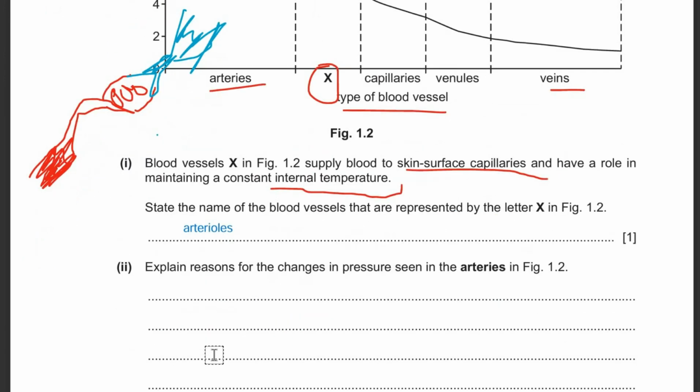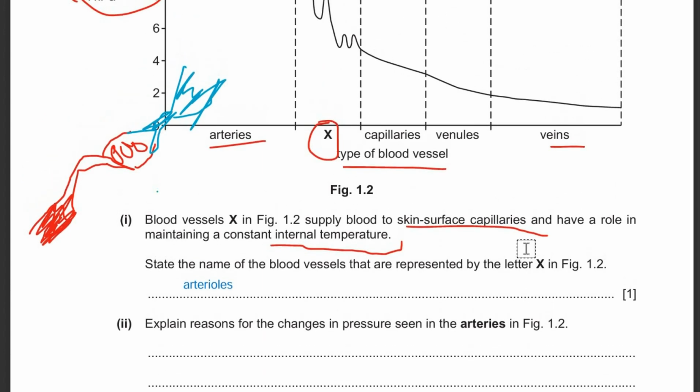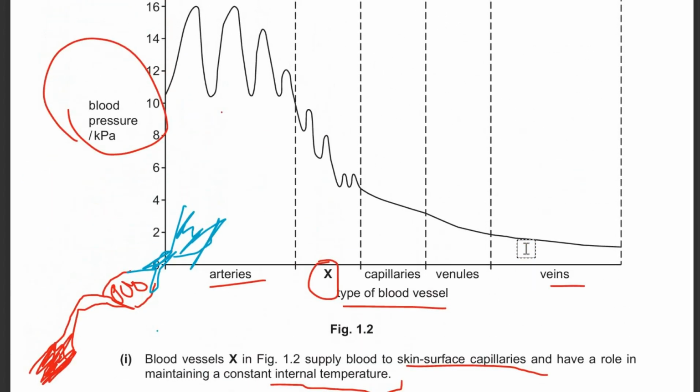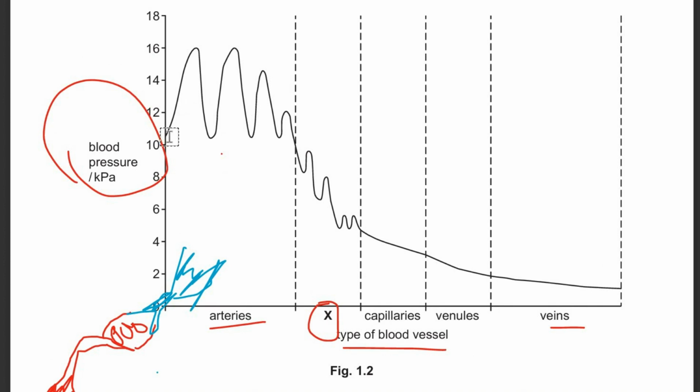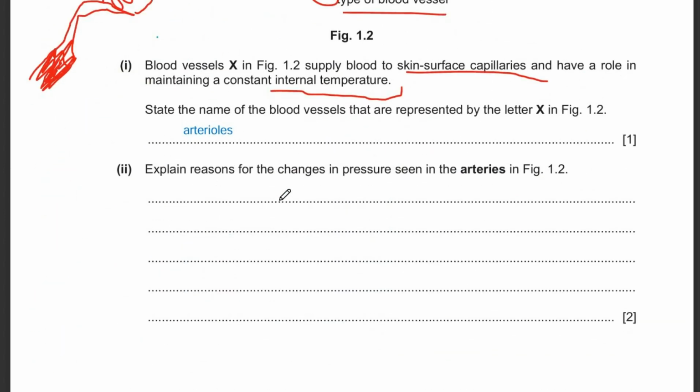Now, part 2 says explain reasons for the changes in pressure seen in arteries in figure 1.2. So what are the changes in pressure seen in arteries? First of all, we have to note that the blood pressure in the artery is first increasing to the maximum, then decreasing, then increasing, then decreasing, then increasing, then decreasing. So what sort of pattern is this? This is a pulsating pattern. So this means that the pulse is coming and the pressure is increasing and subsequently the pressure is decreasing. Alright. So what causes such changes in pressure?